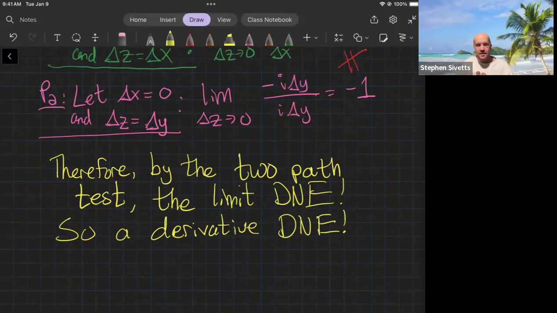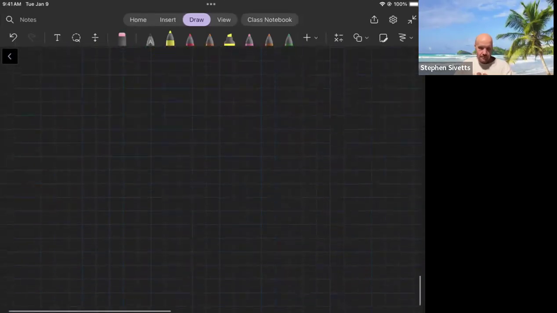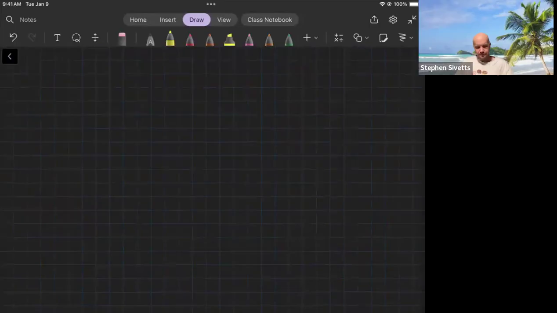Since the limit does not exist, clearly there's no derivative at any z point in the complex plane. So there's no derivative for f of z equals z bar. Okay, so hopefully that made sense.